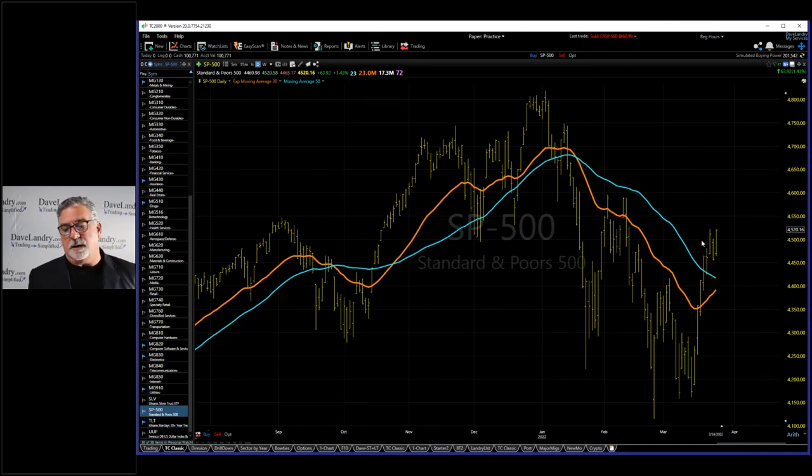I'd say the indexes are overbought at this juncture, but they're going up. It is what it is. Although I did get an alert a minute ago. It looks like I just stopped out the futures overnight, but that's another thing.